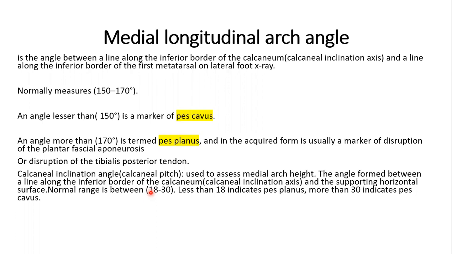The calcaneal inclination angle is used to assess medial arch height. It is the angle formed between the line along the inferior border of the calcaneum and the supporting horizontal surface. The normal range is between 18 and 30 degrees. Less than 18 indicates pes planus and more than 30 indicates pes cavus.